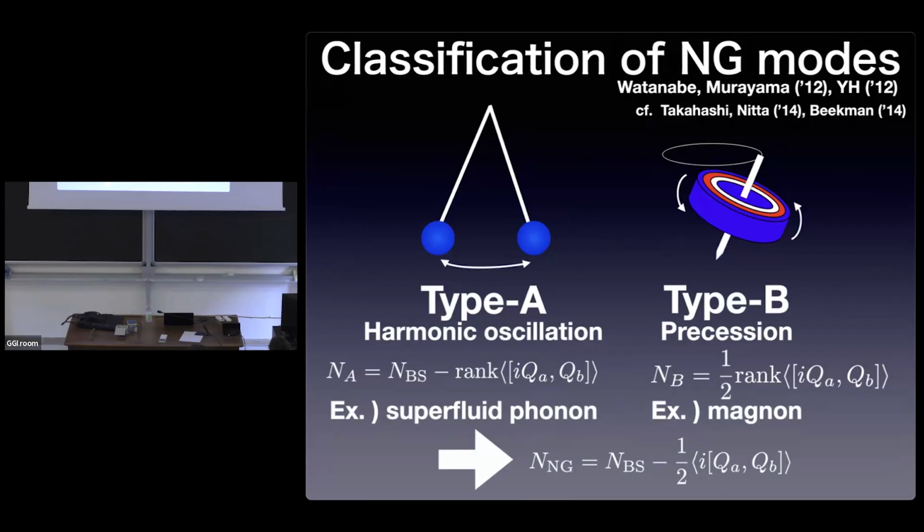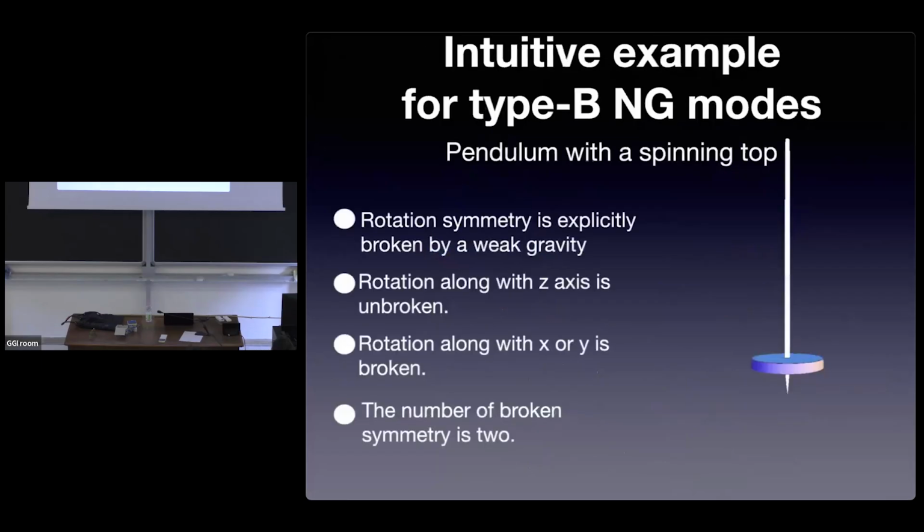The commutation relation between two conserved quantities, whose expectation value is non-vanishing. In that case, there exists some kind of type B mode. It looks like a precession motion. The ordinary energy mode corresponds to just a harmonic oscillation. Yeah, this is somewhat trivial.